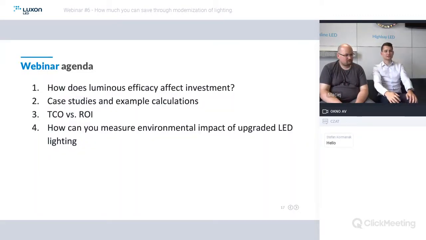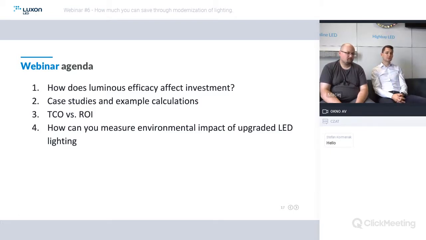We will try to answer today the questions of how does luminous efficacy affect investment. We will compare the standard luminaire to a really high efficiency luminaire, how you should compare those luminaires, where you should look at the value of them. We will show a case study, and we will talk about the TCO versus ROI, so return on investment versus the total cost of ownership.